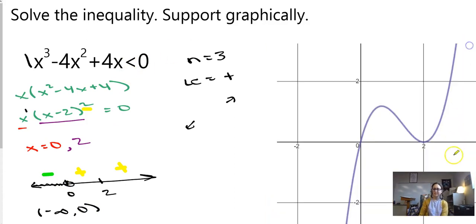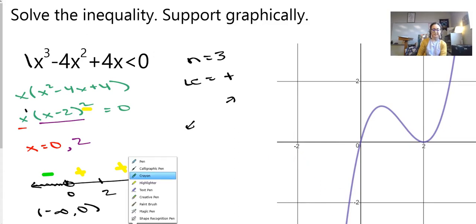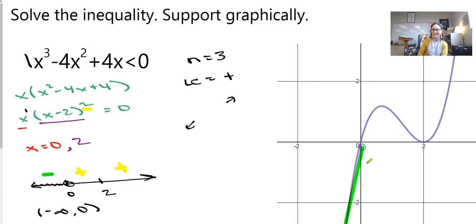All right, let's take a look at the graph. So here is the graph. We want to know when this function is negative, meaning below the x-axis, right? So that is going to be, if I can grab the correct color, that is going to be right here. And the domain of that green piece is indeed negative infinity to 0.